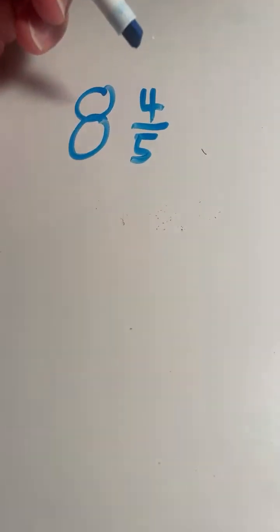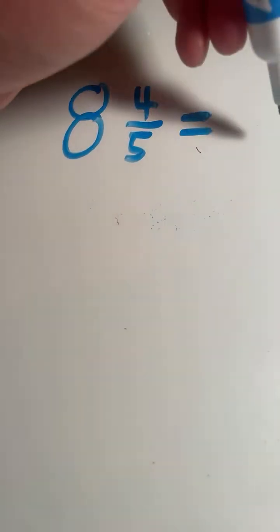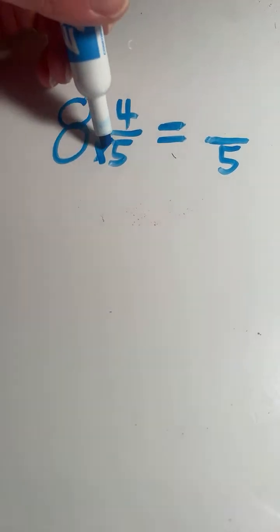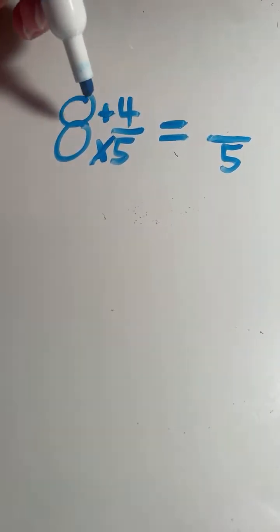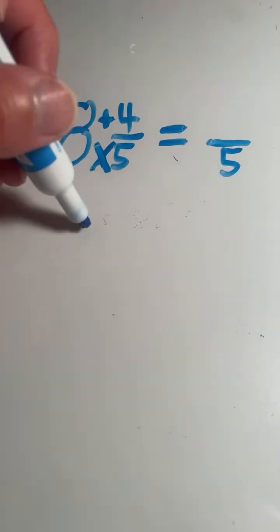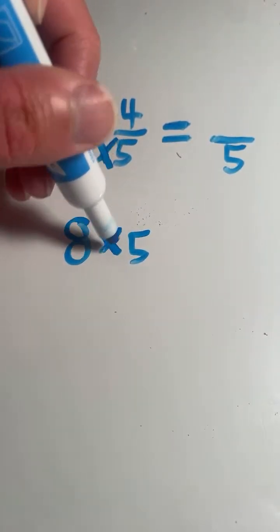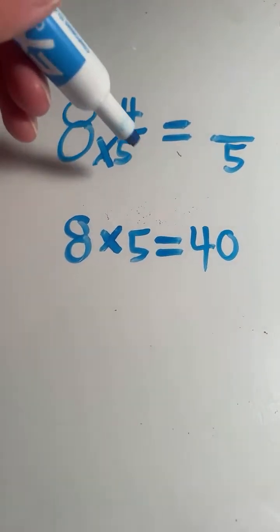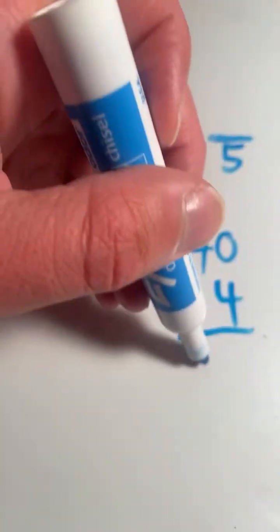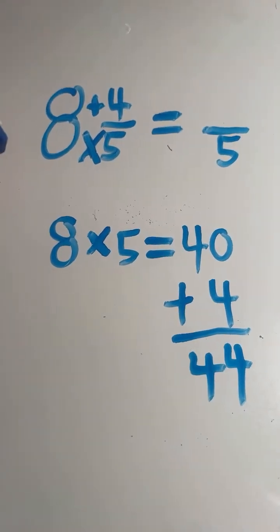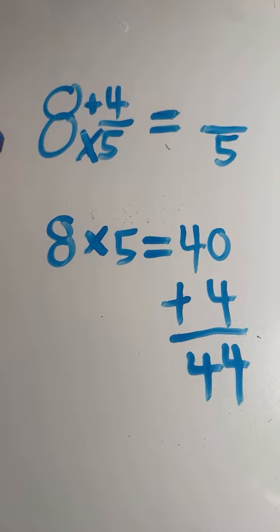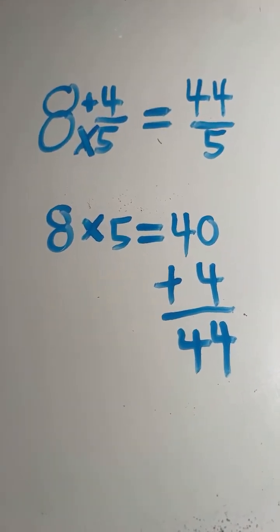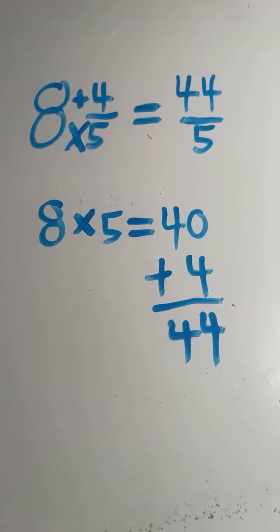8 4/5, converting that into an improper fraction. So step 1, the denominator stays the same. We copy that over. Next, we multiply the denominator times the whole number, and we add the numerator. 8 times 5 equals 40. 40 plus 4 equals 44. So we have our answer. 8 4/5 converted into an improper fraction equals 44/5.